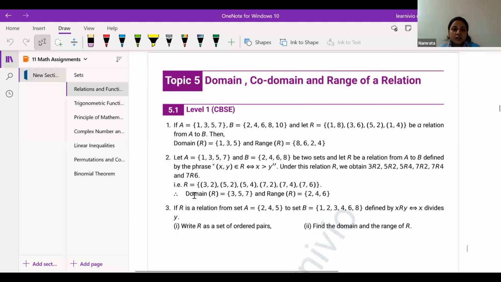Here also A is there, B is there, two sets. Let R be a relation from A to B. Then the phrase xy belongs to R implies that x is greater than y. Under this relation R, we first have to list it in roster form. Once we list it in roster form, we check all the elements in our relation, and accordingly we can say which one is in relation and which one is not. From there, we can also find the domain and the codomain. Okay.